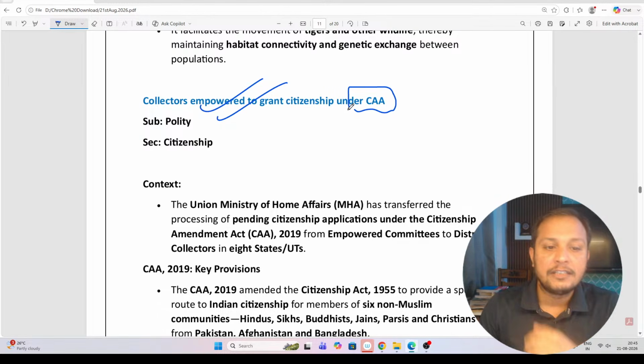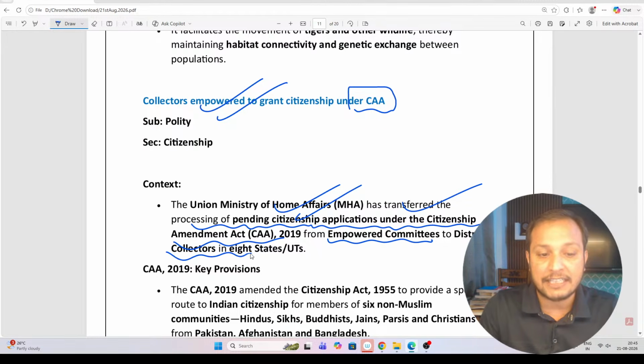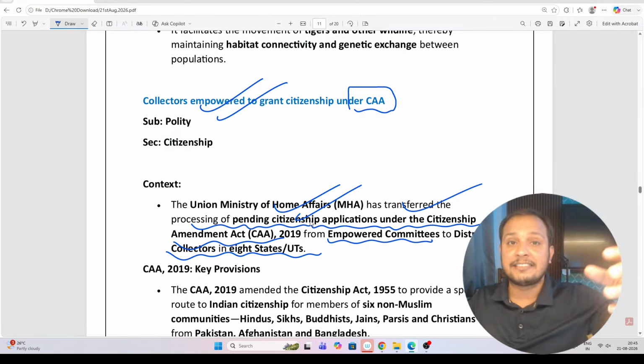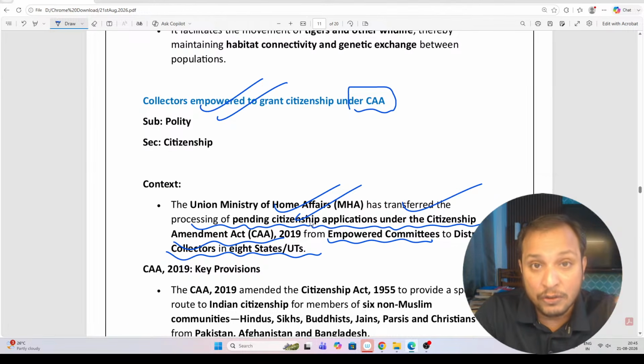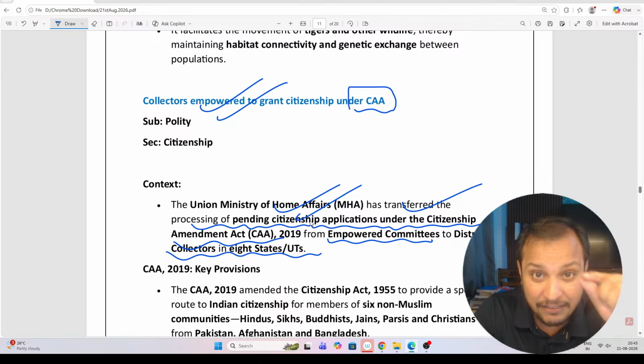So, guys, you can see here, Union Minister of Home Affairs has transferred the processing of pending citizenship application under the Citizenship Act from empowered committee to district collectors in 8 states. So, district collectors have got the power now to decide on the application for the citizenship. This is really very important.